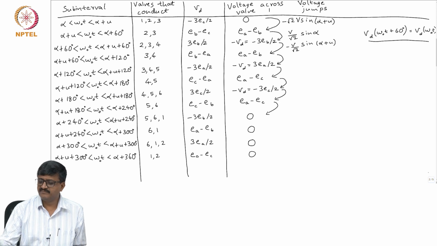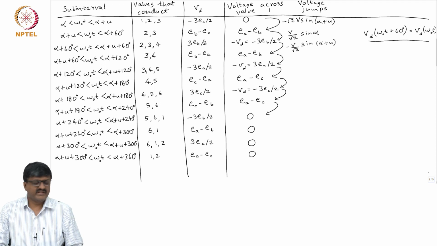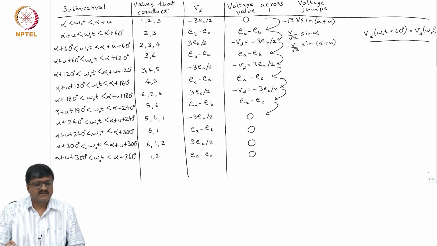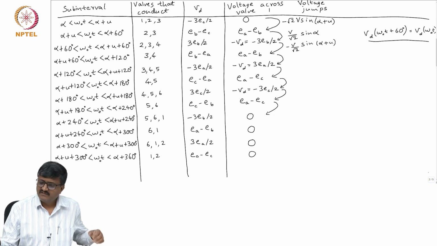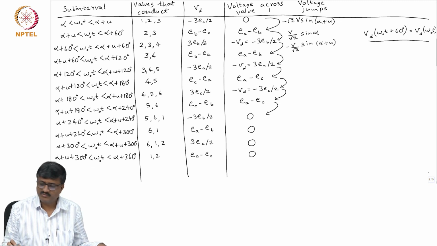Now, please note that we cannot say whether the jumps are positive or negative by looking at these expressions; it depends on alpha and u. The only restriction we have put on u is that it is less than 60 degrees. We have not put any restriction on alpha, and of course, V is the RMS value, so it has to be positive. Then the third jump is minus V by root 2 sin(alpha plus u).